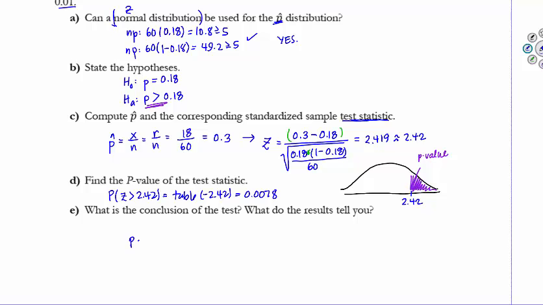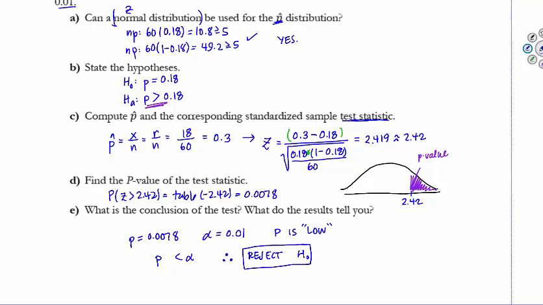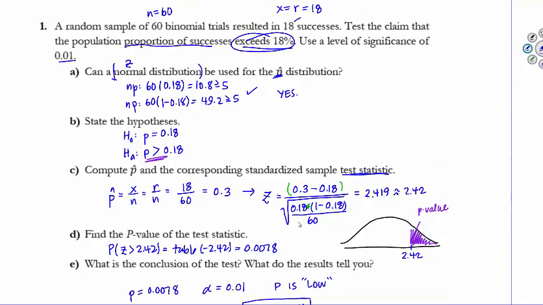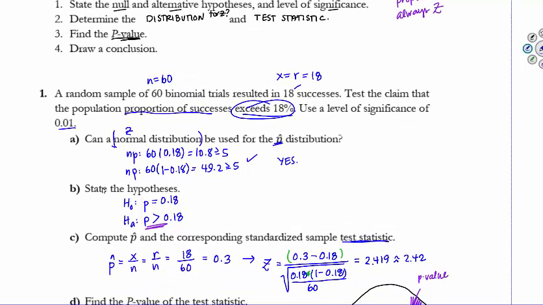So with the p-value of 0.0078 and a level of significance alpha of 0.01, we can see that p is in fact low. p is less than alpha, therefore we have sufficient information to reject the null hypothesis as the decision from the hypothesis test. If p is low, reject the H0, and that's what we've done. The sample information supported the information from the alternative hypothesis, not the information presented in the null hypothesis.